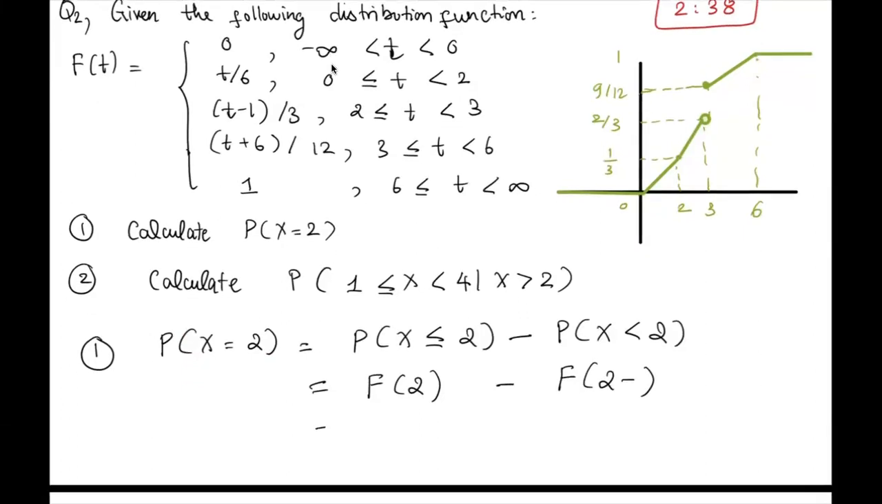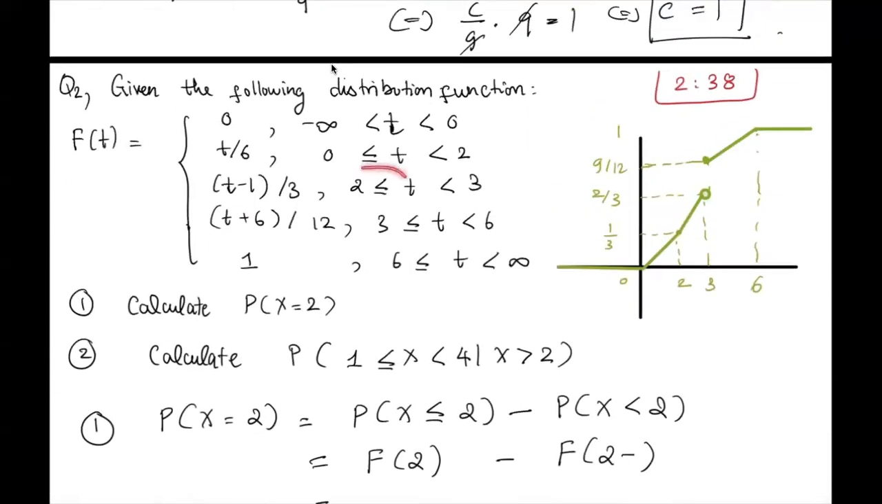Calculating F of 2 is very easy. You just look at the given function and see, okay, my input is 2. So which situation does it fall in? It falls in the third situation, right? Because here t is at least 2 and less than 3, and your input is exactly 2. So it falls in the third situation, not the second one. The second one does not include 2. The third one is the one that includes 2. So you will substitute it into the function given here.